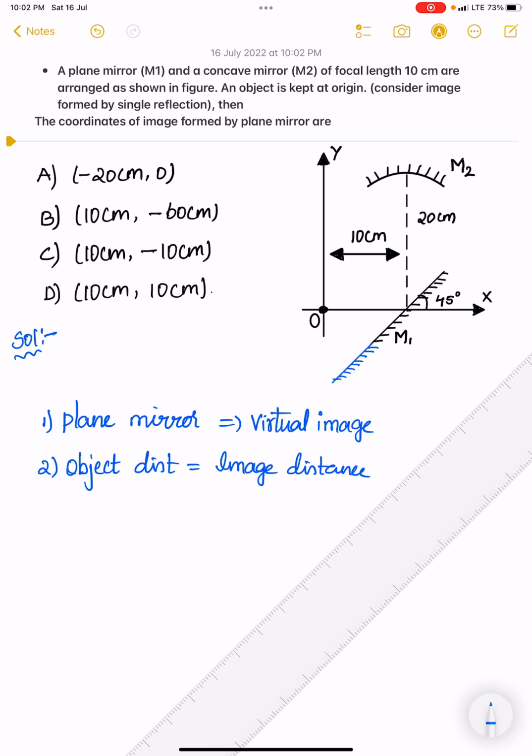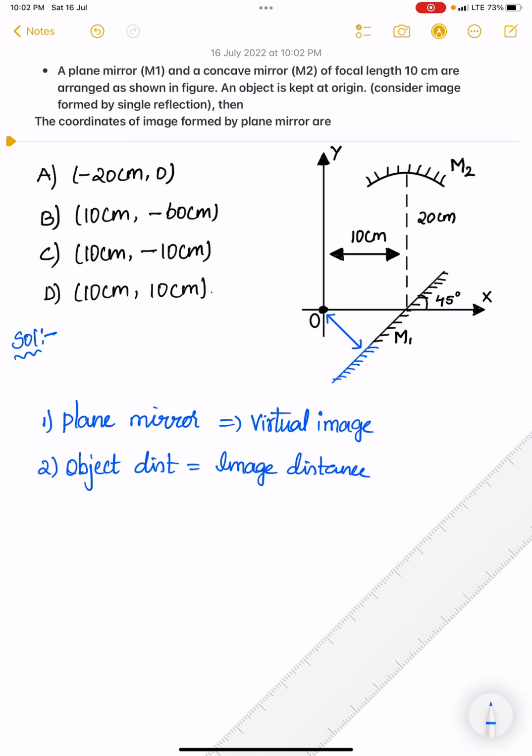Now, if you see clearly, this is your object distance, measured perpendicularly to the plane mirror. Let me suppose this value is some r. Then you can expect the image along this line only, at the same distance r. So this is our image based on our assumption, simply by drawing when you measure perpendicularly.